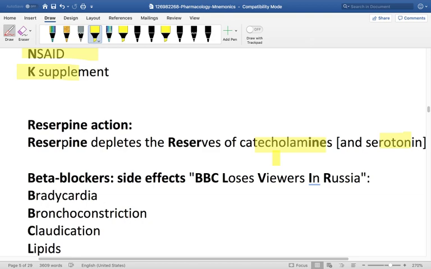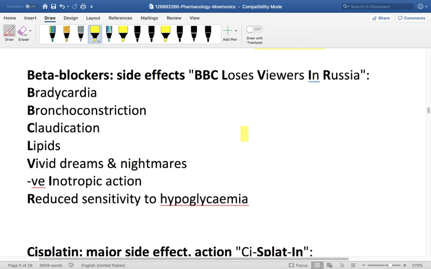Now, what are beta blocker side effects? BBC loses the viewers in Russia. B is bradycardia, bronchoconstriction, claudication, hyperlipidemia, vivid dreams, especially propranolol-like agents. They can cross the CNS membrane, leading to nightmares and vivid dreams. Negative inotropic action, and they reduce the sensitivity to hypoglycemia.